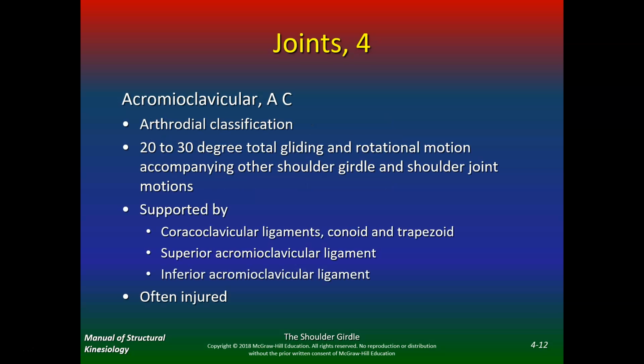Now the AC joint, again, you've heard of AC joint separations, arthrodial classification. It has 20 to 30 degrees of total gliding and rotational motion accompanying other shoulder girdle and shoulder joint motions. So it's supported by the coracoclavicular ligaments, the conoid and trapezoid, the superior acromioclavicular ligament, and the inferior acromioclavicular ligament. Unfortunately, it is often injured in sports, especially football, rugby, anything that's contact. Okay.